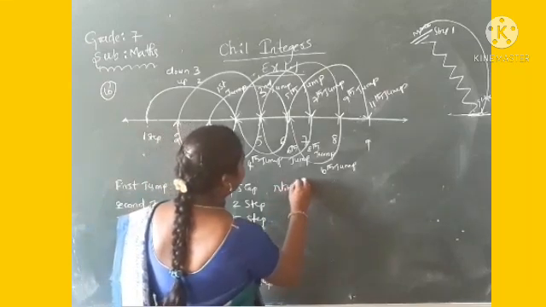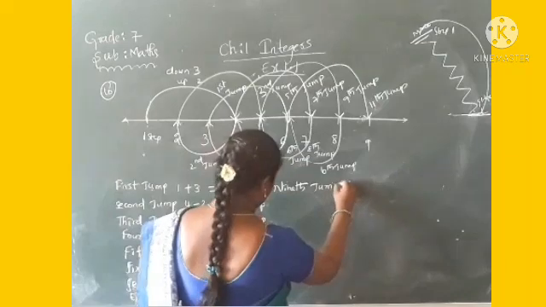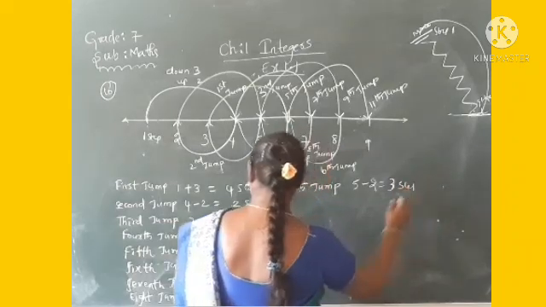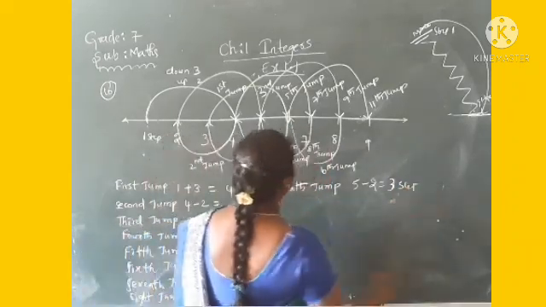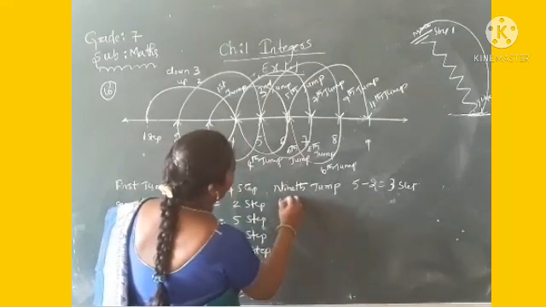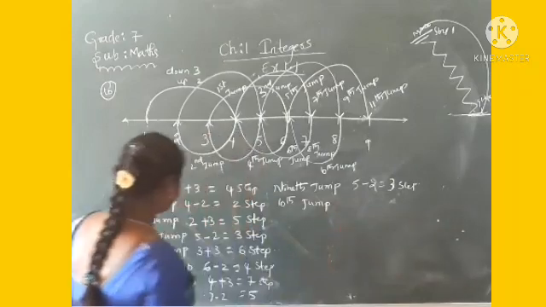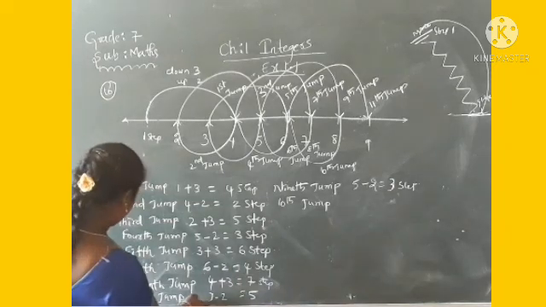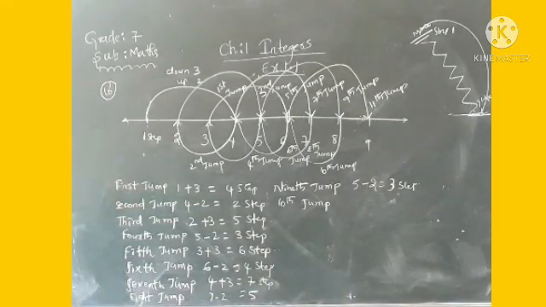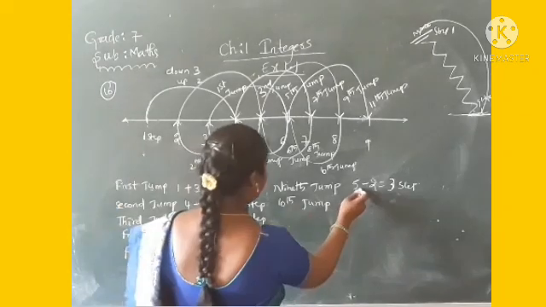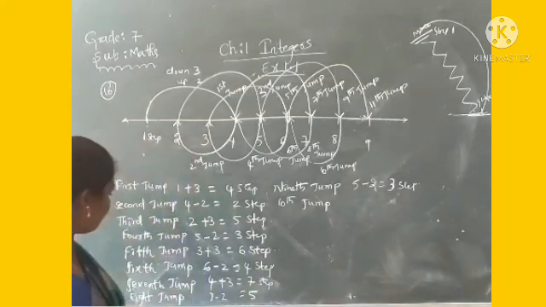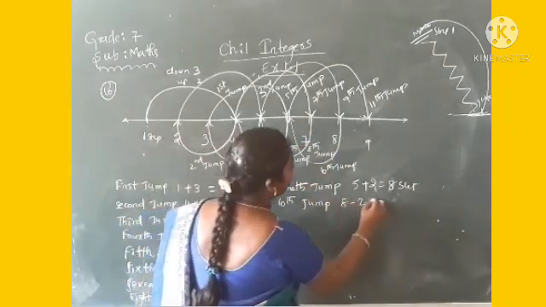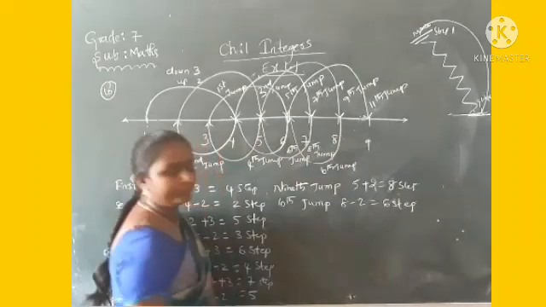Similarly, the ninth jump. So now the monkey was at 5. 3 steps down, sorry, 5 plus 3 is equal to 8. Sorry, here the 8th step. Now the 10th jump, from 8 minus 2. Now the monkey was at step 6.